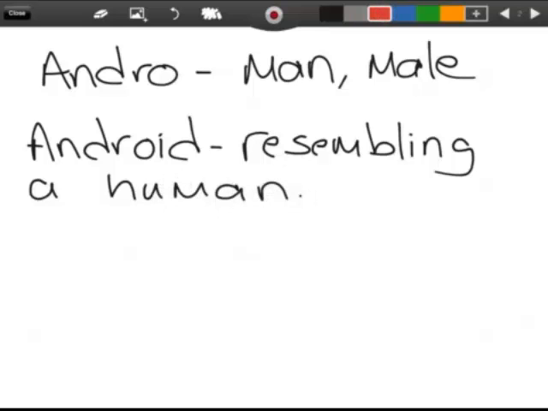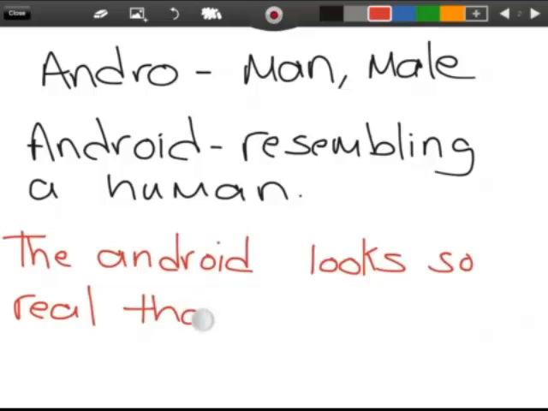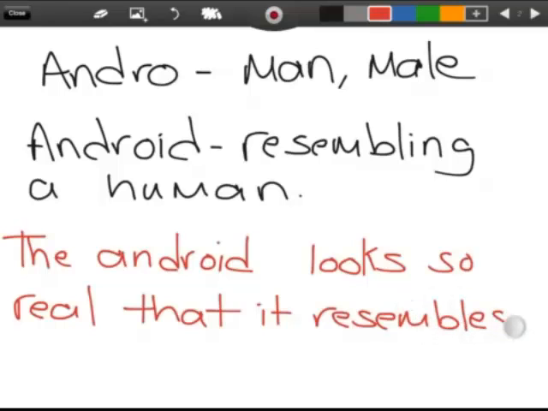Let's say we want to use this in a sentence. I would say the android looks so real that it resembles a human.